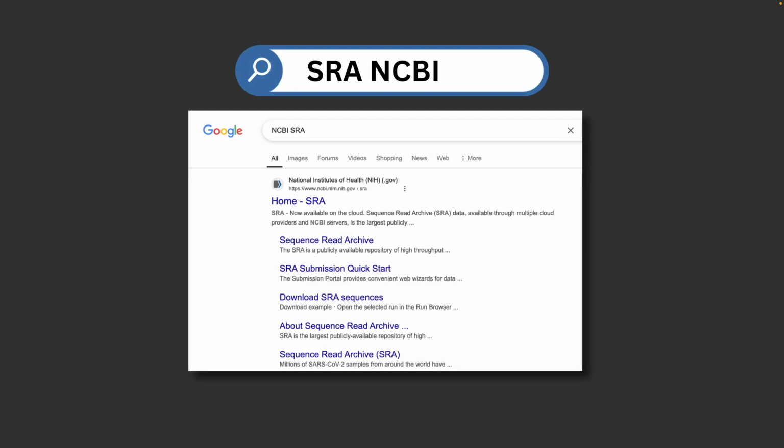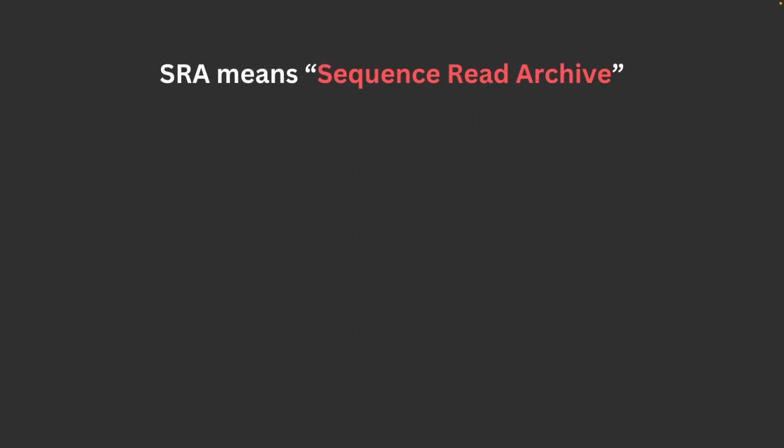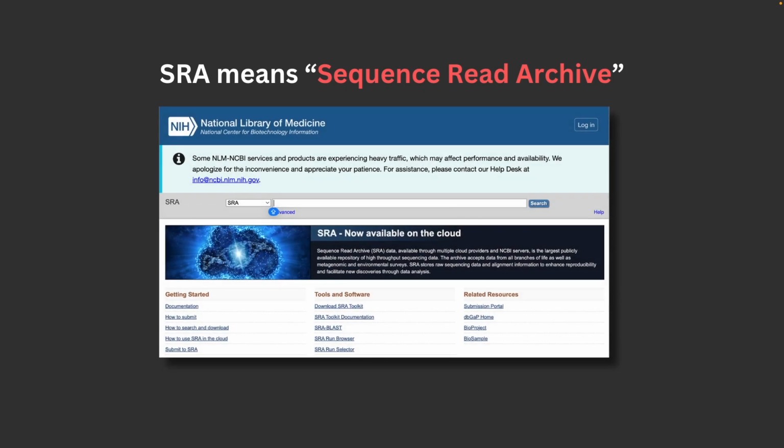In today's video, I will discuss about SRA database of NCBI and show you how to download your desired data by using a browser. Let's go to Google and search for SRA NCBI. SRA means Sequence Read Archive. It is one of the most widely used databases to upload and download sequencing data.